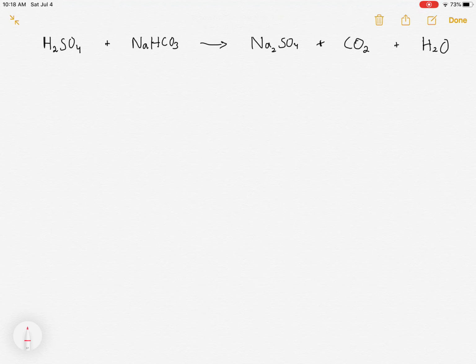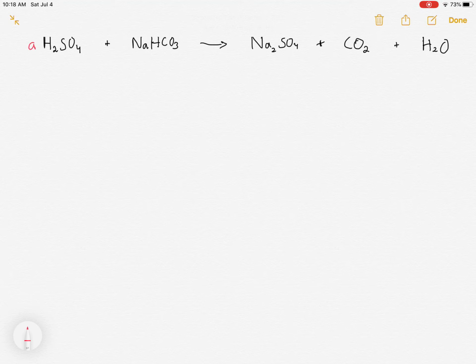In this example, sulfuric acid is reacting with sodium bicarbonate to produce sodium sulfate, carbon dioxide, and water. So there's a lot of different compounds in this reaction. So what we first need to do, if we're going to balance with the algebraic method, is assign a variable for all of the coefficients. So I'm going to do that now.